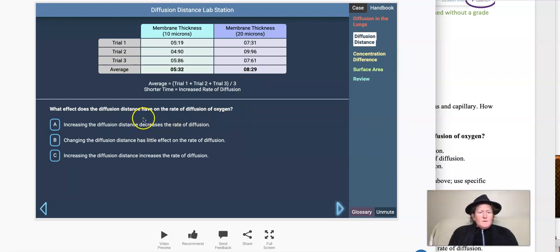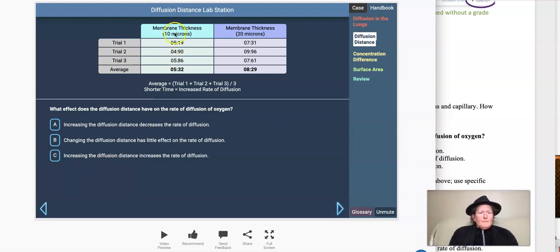What effect does the diffusion distance have on the rate of diffusion of oxygen? Does it increase the diffusion distance? Does increasing the diffusion distance decrease the rate of diffusion? Does changing the diffusion distance have little effect? Or does increasing the diffusion distance increase the rate of diffusion?